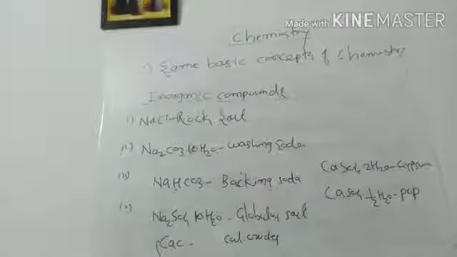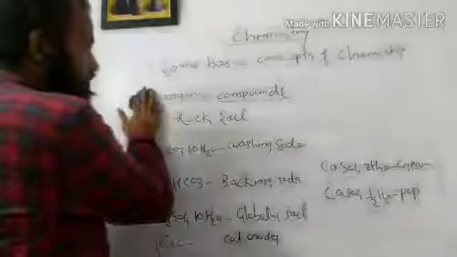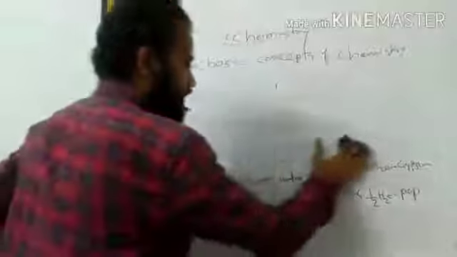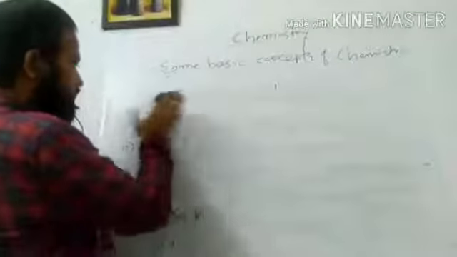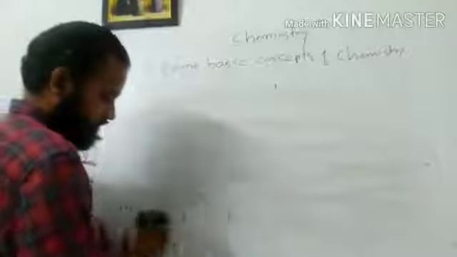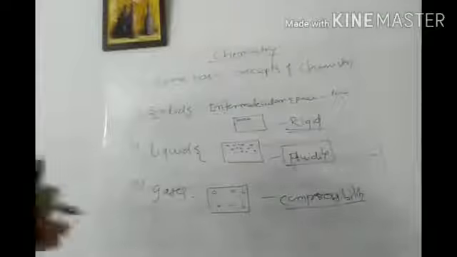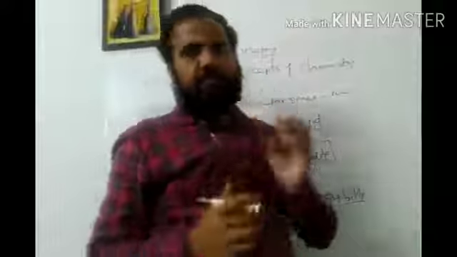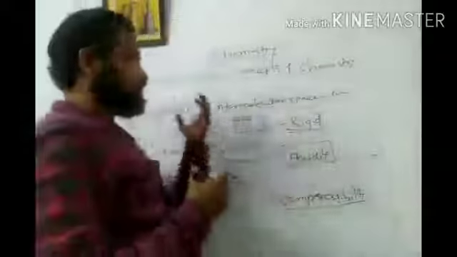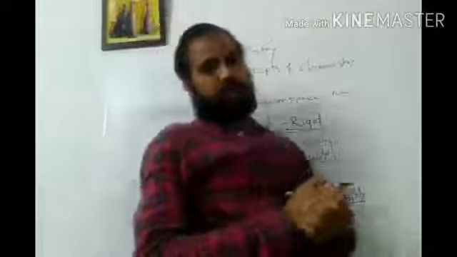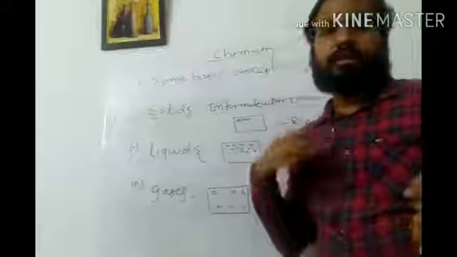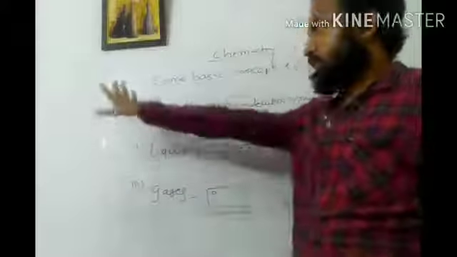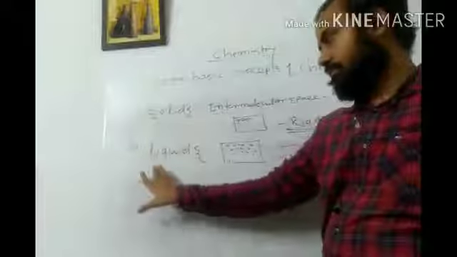So when we discuss the physical classification, after chemical classification we are going to discuss physical classification. As we already discussed, according to physical classification, matter is divided into three basic types: solids, liquids and gases.